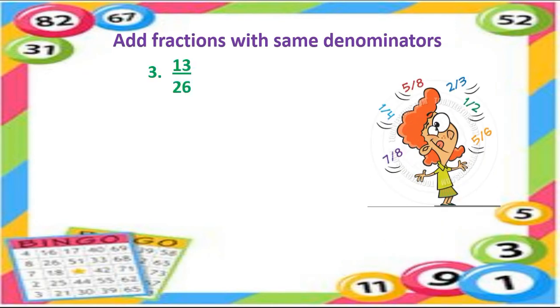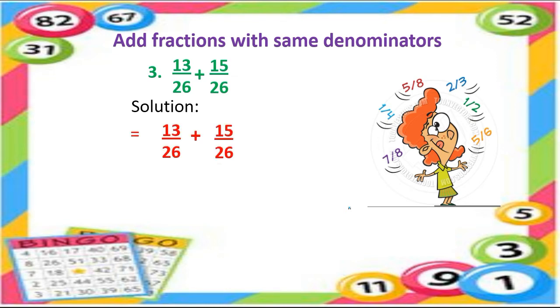Next question. Here we have to add bigger fractions compared to the previous one. So the fraction is 13 upon 26 plus 15 upon 26. So what we have to do here, again you can see the denominators are same. So we will start our solution and write the is equal to sign and copy both the fractions as they are. We can see here again the denominators are same, 26 and 26. So we will take 26 as a common denominator and add the numerators' values.